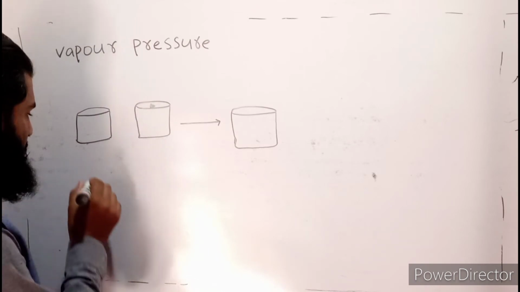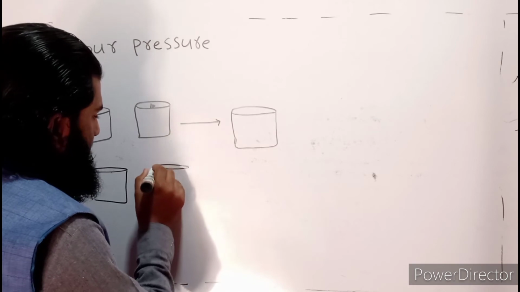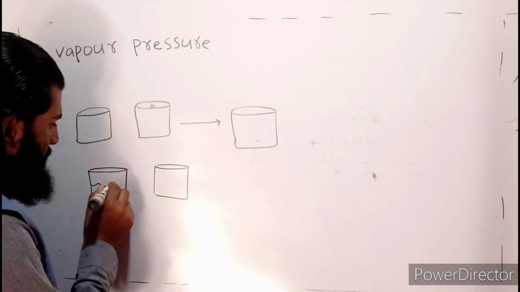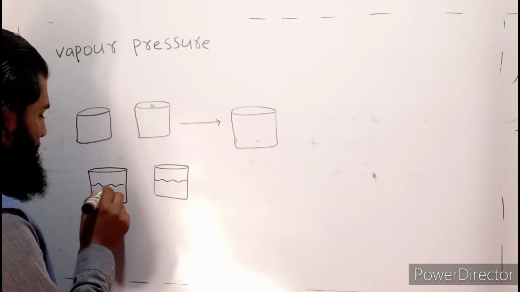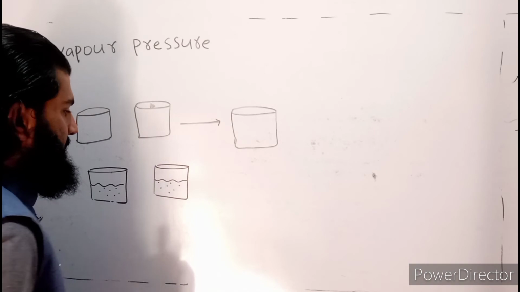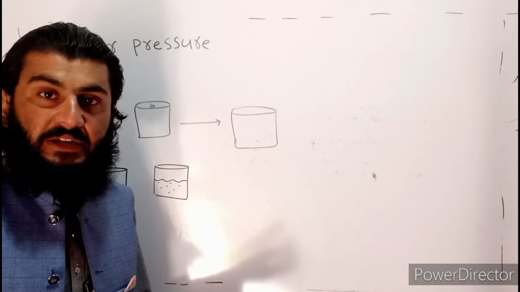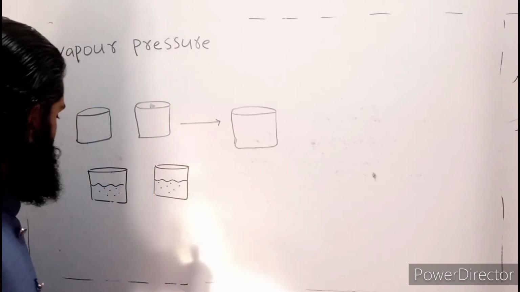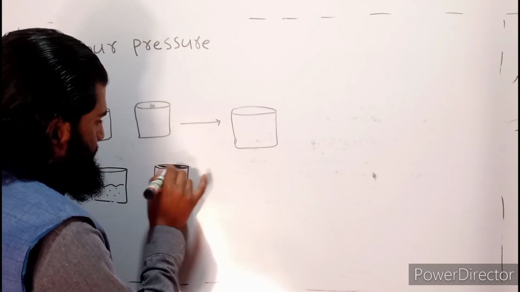For example, this is a container. And this is also another container. If there is some amount of water or liquid, when we heat this liquid, then the vapor starts. But you should know, evaporation is a spontaneous process. So this is an open container while this is a closed container.